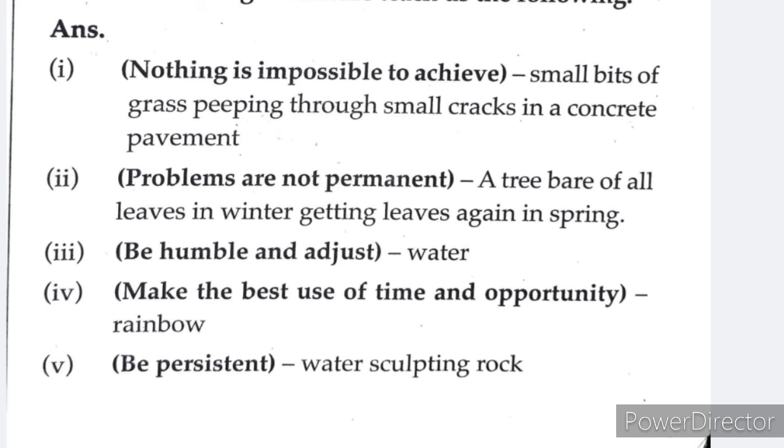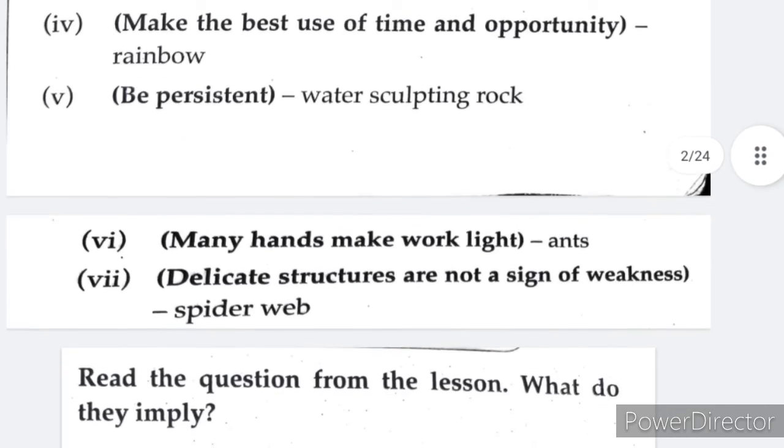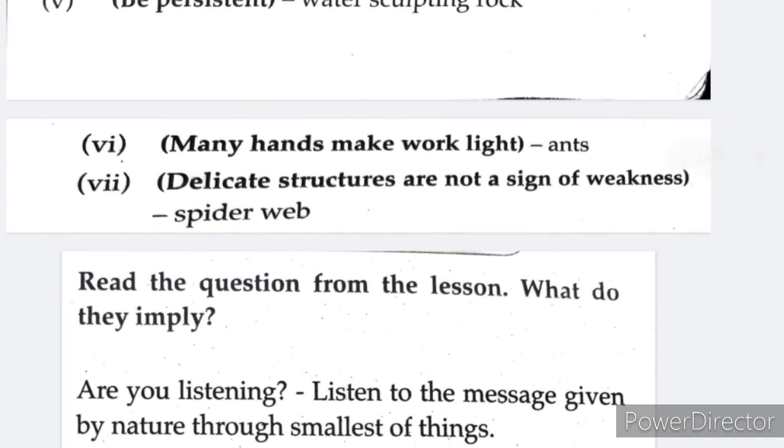Third one is, be humble and adjust. Answer is, water. Fourth one is, make the best use of time and opportunity. Answer is, rainbow. Fifth one is, be persistent. Answer is, water sculpting rock. Sixth one is, many hands make work light. Answer is, ants. Seventh one is, delicate structures are not a sign of weakness.